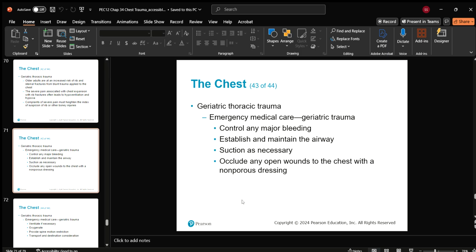When we talk about geriatric trauma, it's basically the exact same as with adults, except that they are more frail, and it is easier for them to develop these injuries like a pulmonary contusion or even a pericardial tamponade. All right, so that's going to conclude this one, and then we're going to move on to the next lecture.